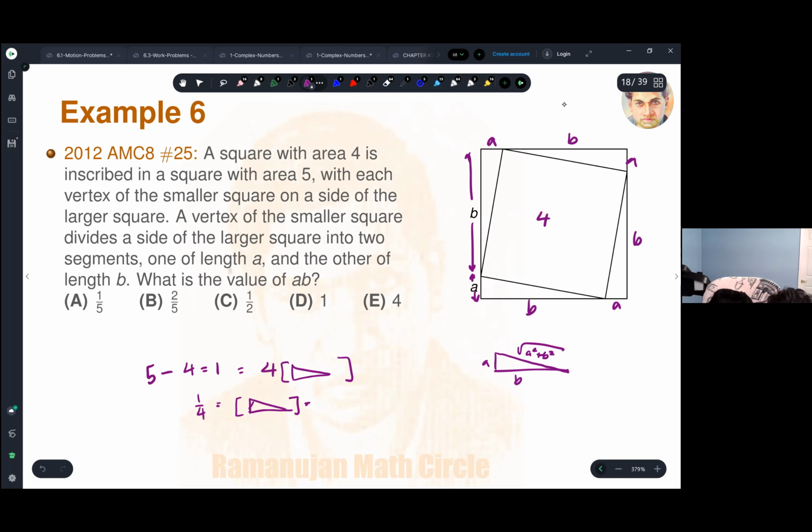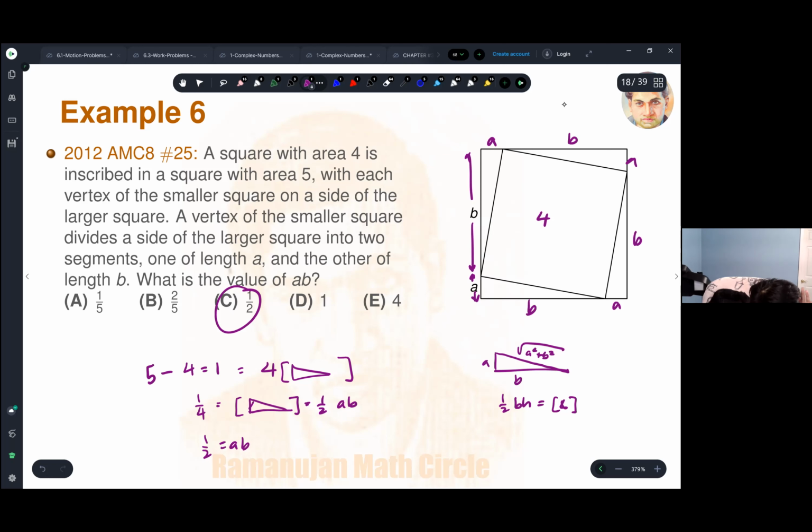Well, the area of the right triangle is also half times AB, because based on half BH is equal to the area of a triangle. And so multiply 2 on both sides, so then you get half is equal to AB. So the answer is half.